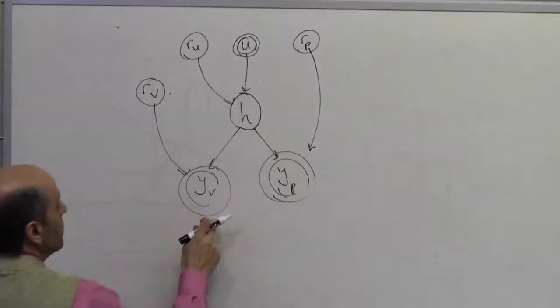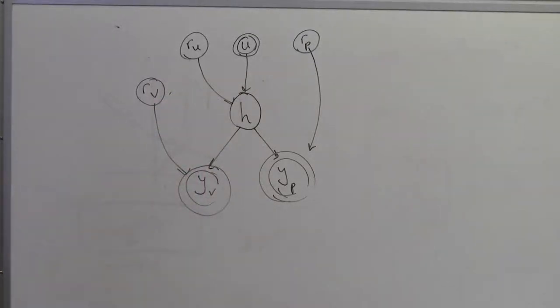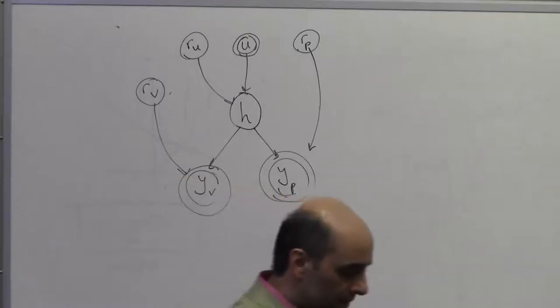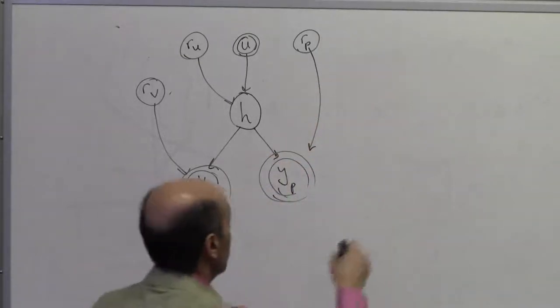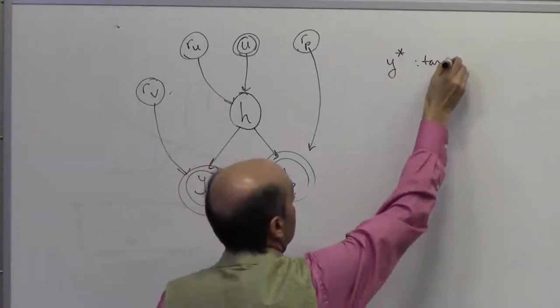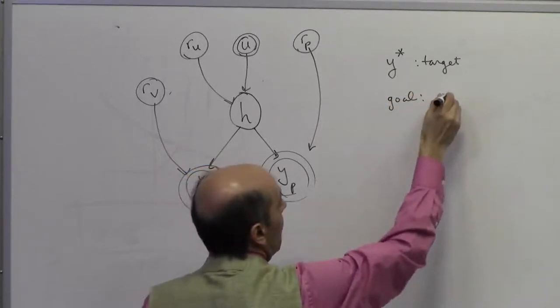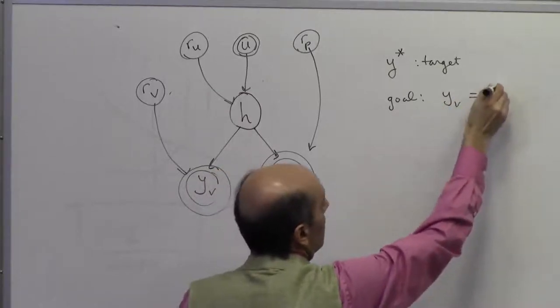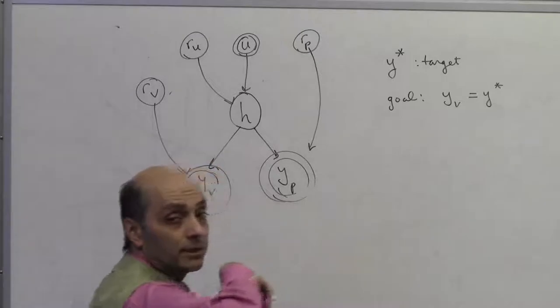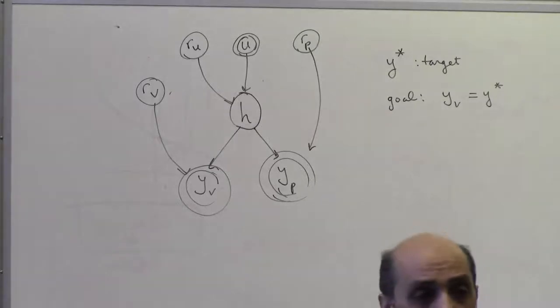Yeah. Very good point. Okay, so this is our generative model. It says, I generate a motor command, U, I observe YV and YP, and you can do things to me through these states. So let's see what happens in this task where you give me a target. I'm going to call that Y star. This is my target. And of course, my goal is to make it so that YV is equal to Y star. So what I observe in terms of where my finger is, I want it to be at the target.